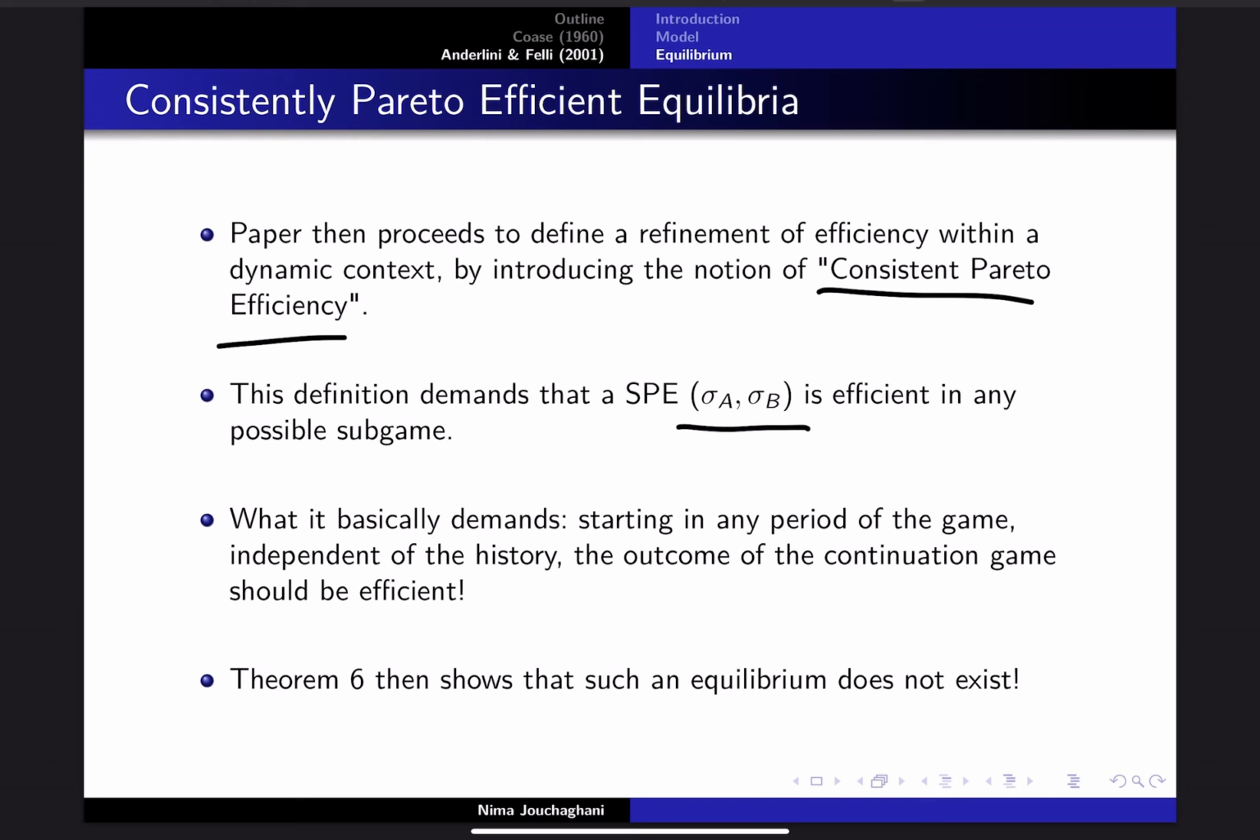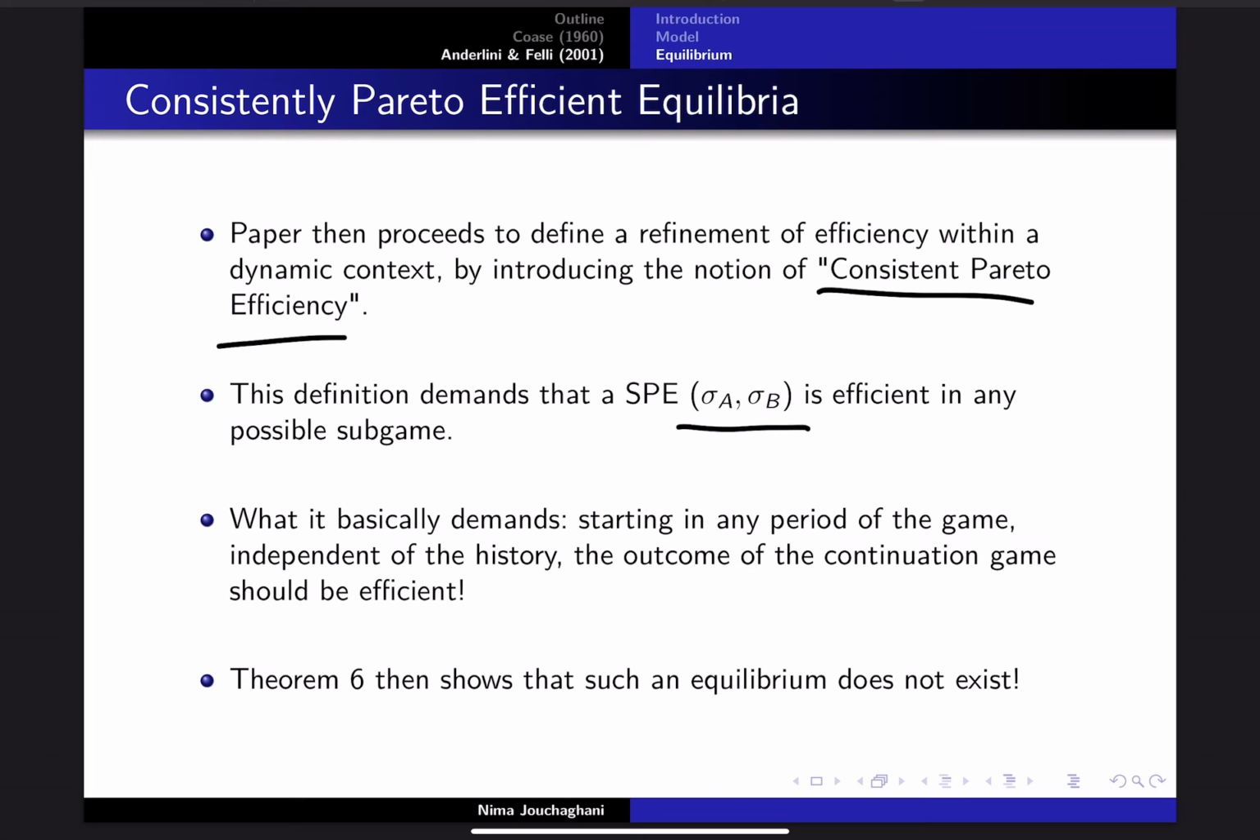So this is kind of refining the notion of efficiency to make it more consistent out of equilibrium. So you cannot threaten with inefficient behavior in order to reach an efficient equilibria. That's the idea of this notion of consistent Pareto efficiency. So it basically demands that if we start in any period of the game, independent of the history, the outcome of the continuation game should always be efficient.